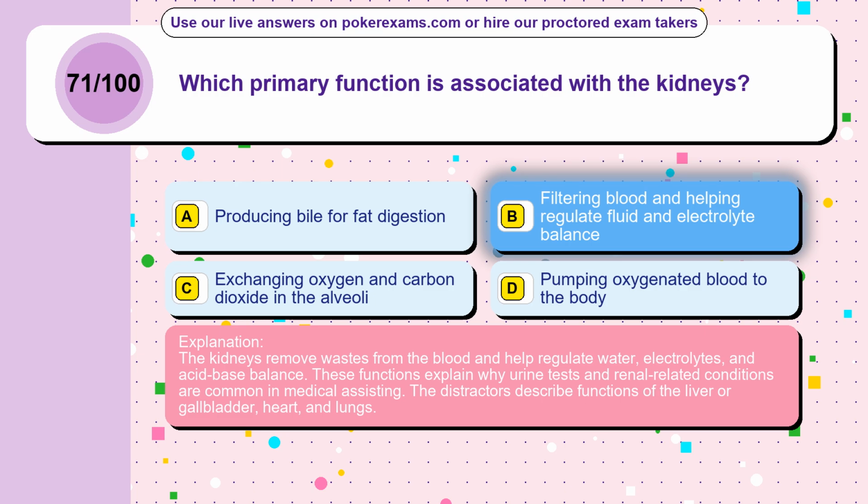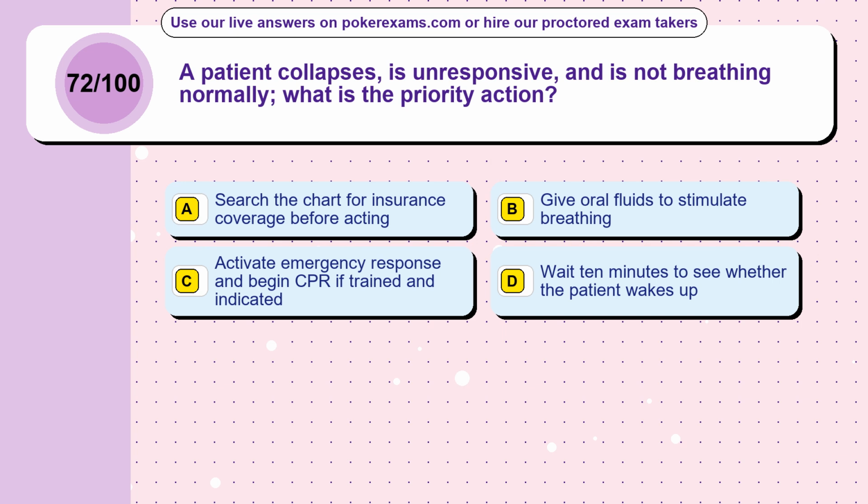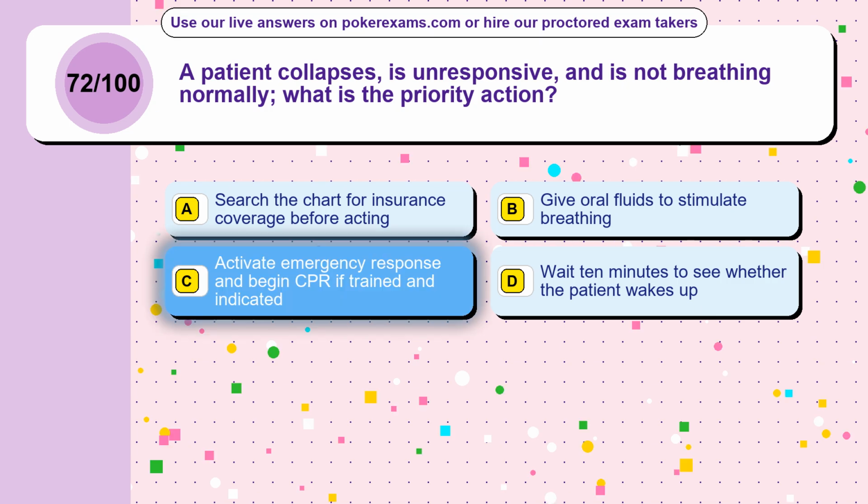Question 72. A patient collapses, is unresponsive, and is not breathing normally. What is the priority action? Option A. Search the chart for insurance coverage before acting. Option B. Give oral fluids to stimulate breathing. Option C. Activate emergency response and begin CPR if trained and indicated. Option D. Wait 10 minutes to see whether the patient wakes up. The correct answer is option C.